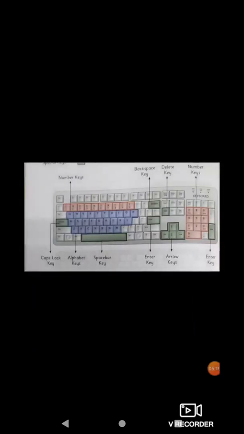let's take a closer look at the picture. So if you see, students, the keyboard is divided into three main parts: alphabet keys, number keys and special keys. You see the color combination? Alphabet keys are in purple, the number keys are in red, and special keys are in green. We will study them as we proceed further.